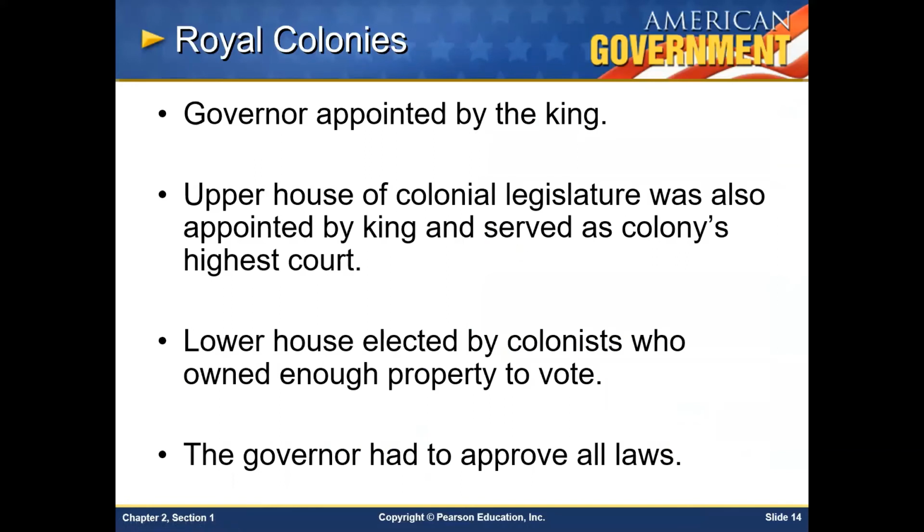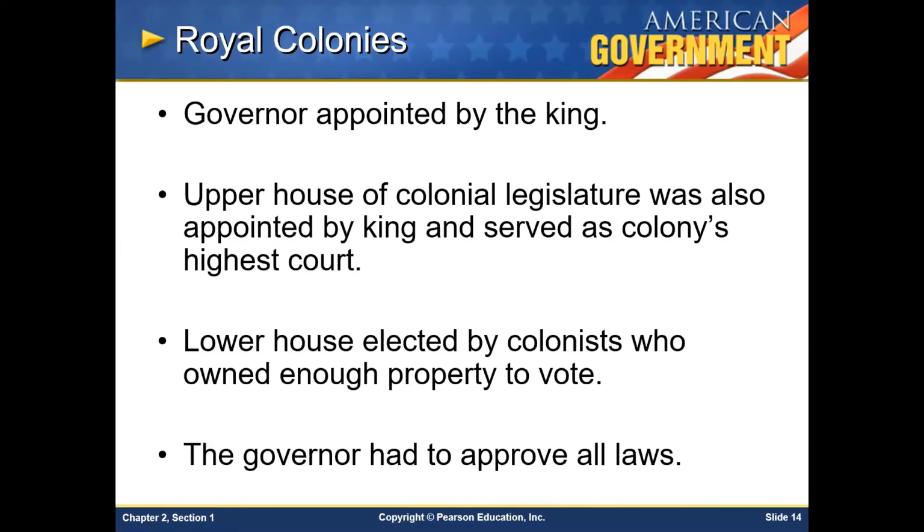So focusing just on the royal colonies. The governor of the royal colonies was appointed by the king, so you have a direct connection to England. You had a bicameral legislature, so you had 2 houses. The upper house was also appointed by the king, and that upper house served as the highest court system.